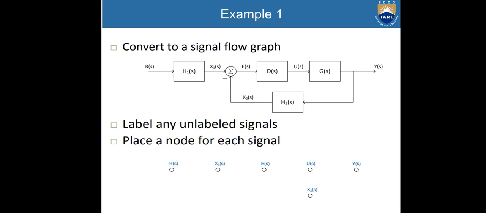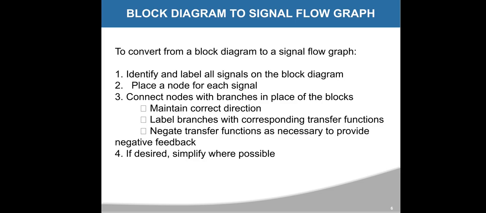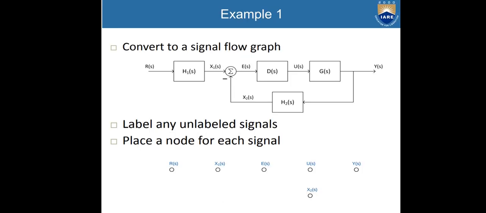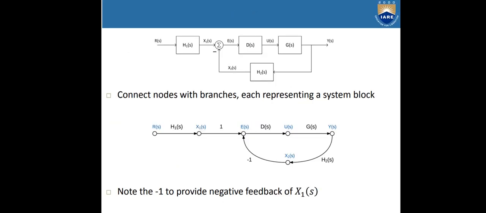Example 1. Label any unlabeled signals. Place a node for each signal as the first step of the rule. Then we connect nodes with branches, each representing a system block. Note the -1 to provide negative feedback of X1 of s.